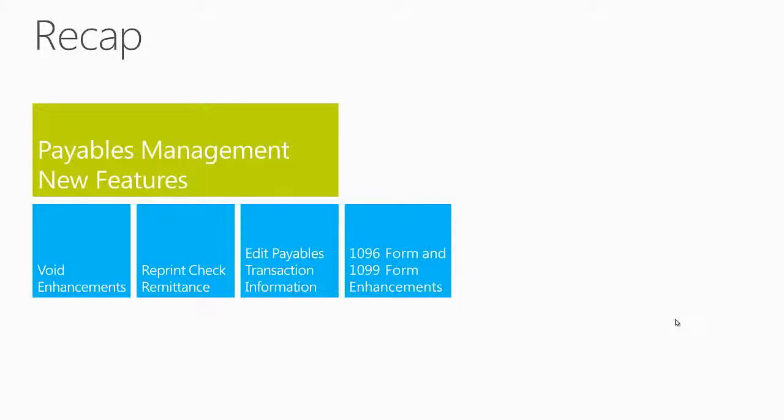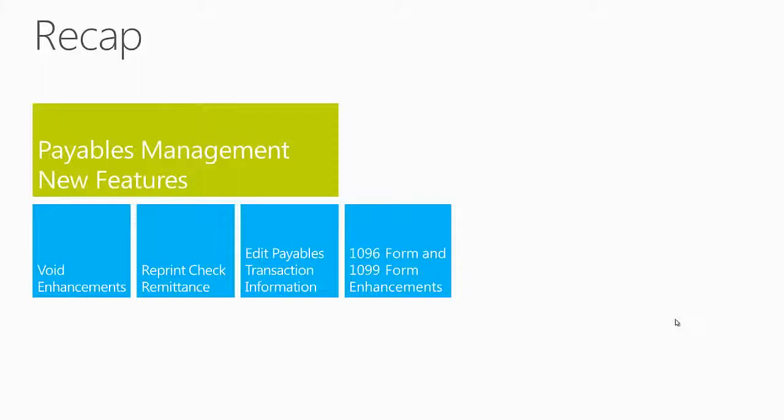The second new feature is the ability to reprint the check or apply information in a report form. Third is the ability to edit payables transaction information. This includes being able to edit the remit to address on the invoice up until the invoice is paid out, and also having the ability to edit the 1099 information either at the transaction level or the vendor level.